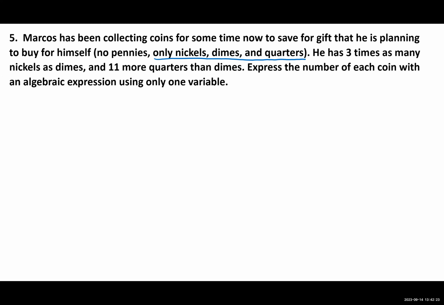So this problem is mentioning 3 unknowns. So we have number of nickels, we have number of dimes. You could shorten this to just nickels, dimes, and quarters. I'm just writing it out. Number of dimes and number of quarters.